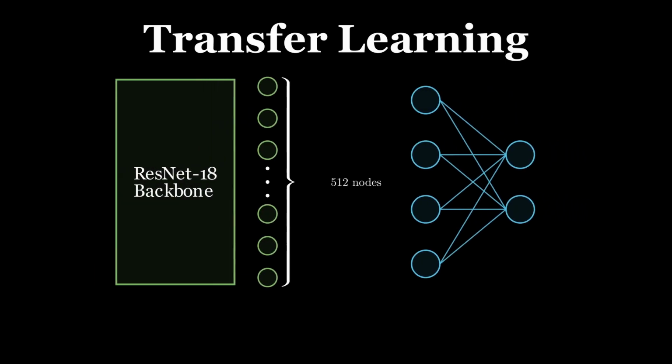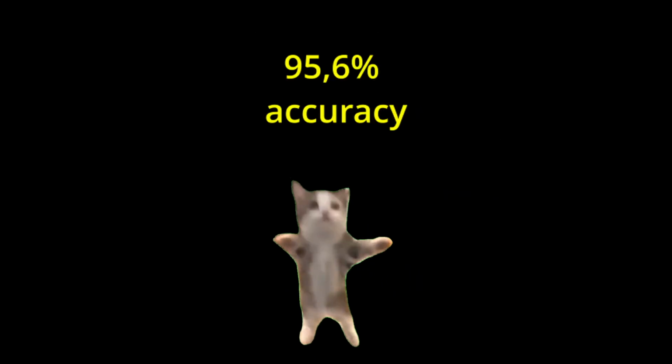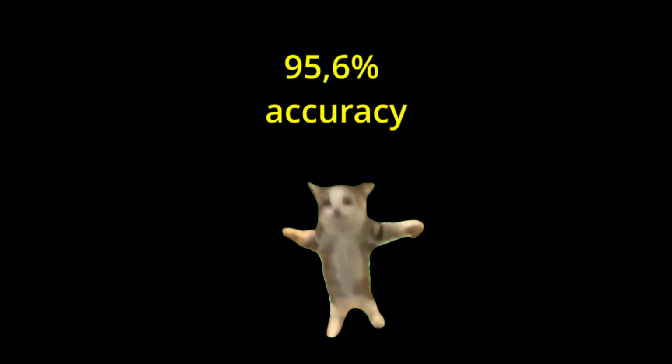We first put the pet image through a pre-trained backbone and then connect the output of that to our own small network. The result? 95.6% accuracy, which beats every other tested strategy by around 30 percentage points, even a more sophisticated convolutional neural network. The gap is explained by prior knowledge.